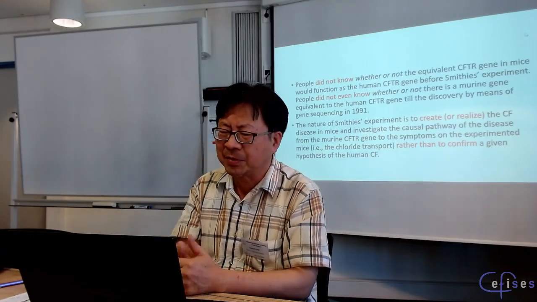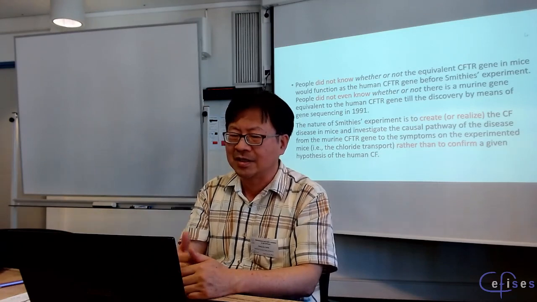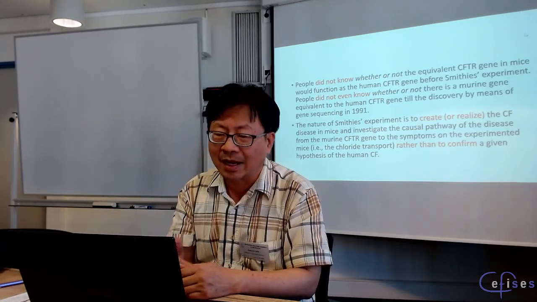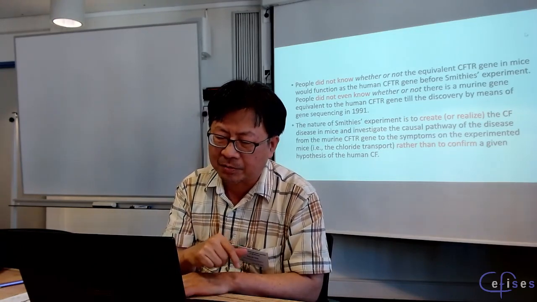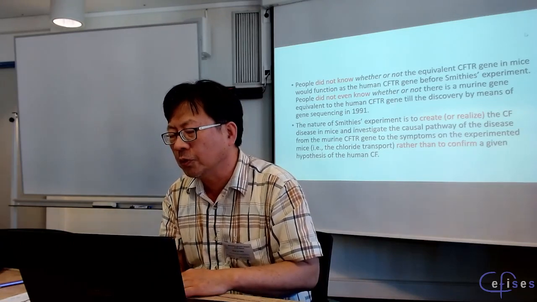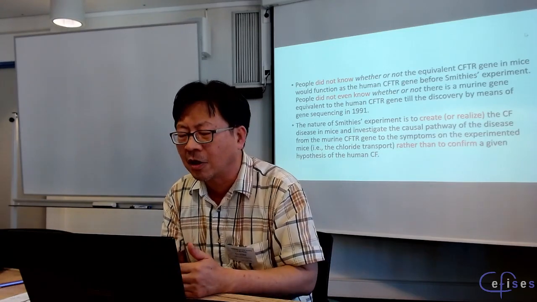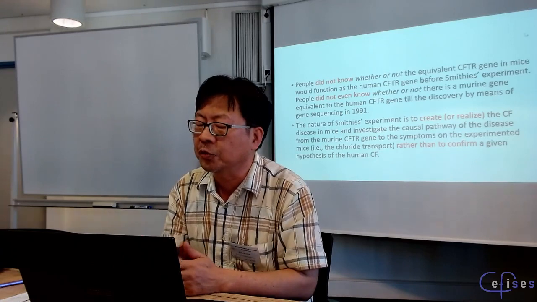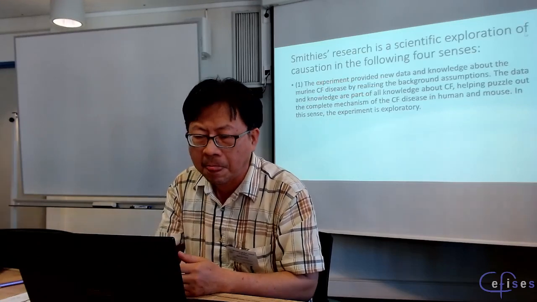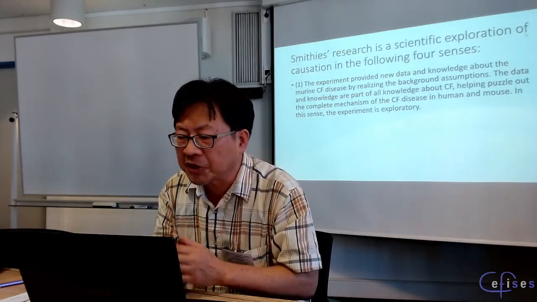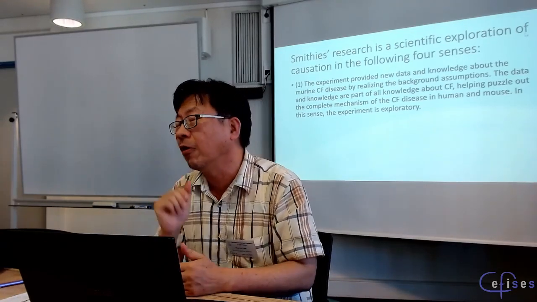The nature of Smith's experiment is to create or realize the CF disease in mice and investigate the causal pathway of the disease from the murine CFTR gene to the symptoms on the experimental mice, that is, the chloride transport, rather than to confirm a given hypothesis of human CF. Therefore, Smith's research is a scientific exploration in the following four senses.